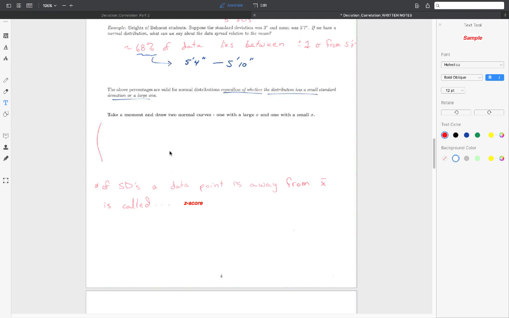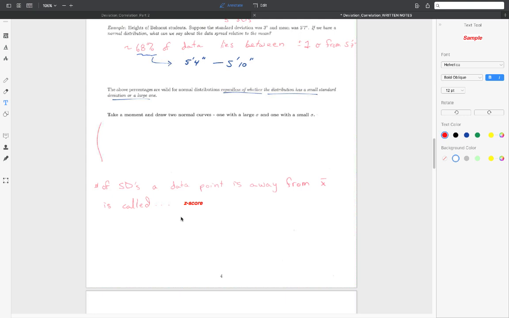In other words, that way we can compare it to data points outside of its data set. In other words, how unusual is it compared to a different data point in a different data set? So the number of standard deviations that a data point is away from x bar, from the mean, is called its z-score. Its z-score.